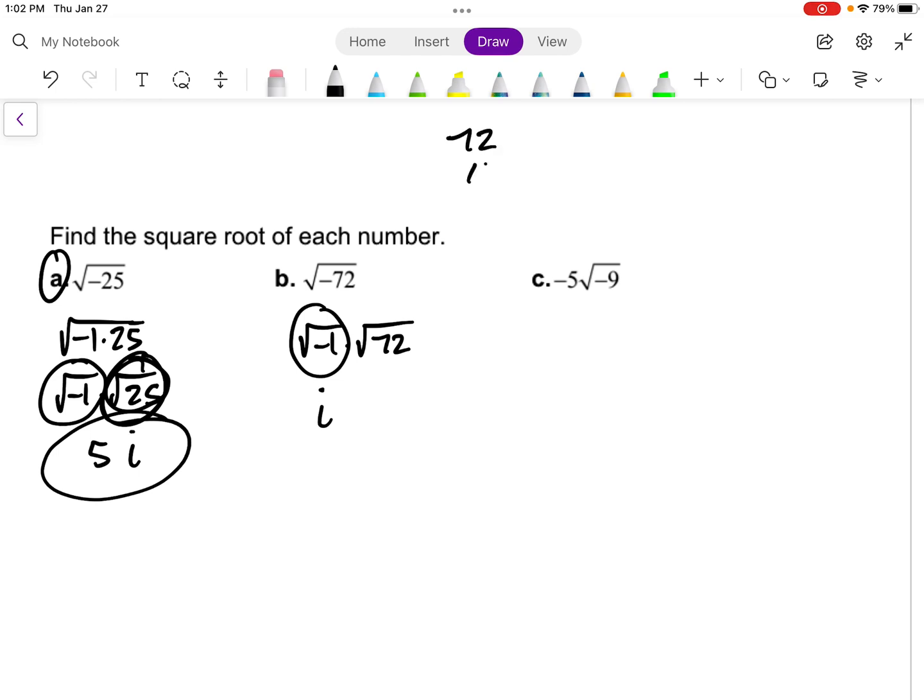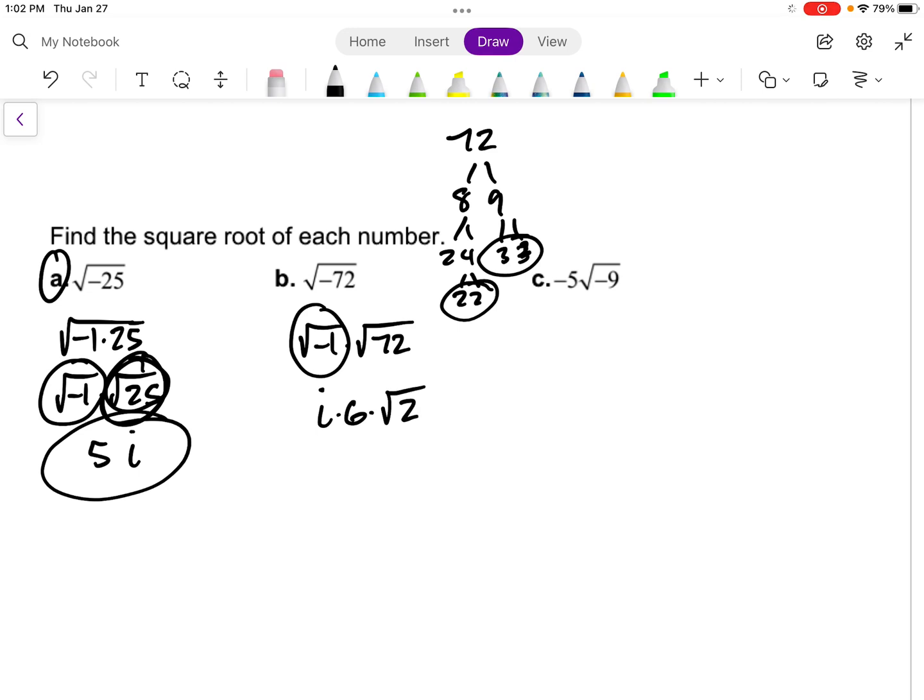So 72 is 8 times 9. 8 is 2 and 4. 2 and 2. 3 and 3. It's supposed to be a 3 there. So I've got a pair of 3s and a pair of 2s. So 3 times 2 is 6. I have a 6 on the outside. And then I have that 2 left over.